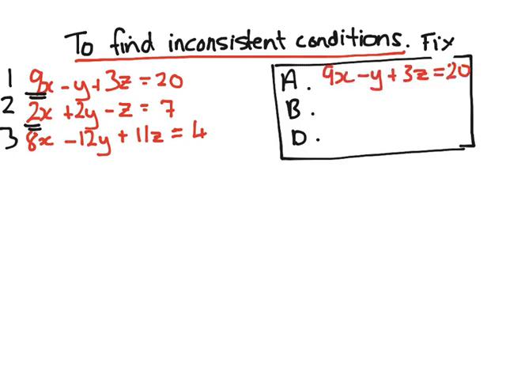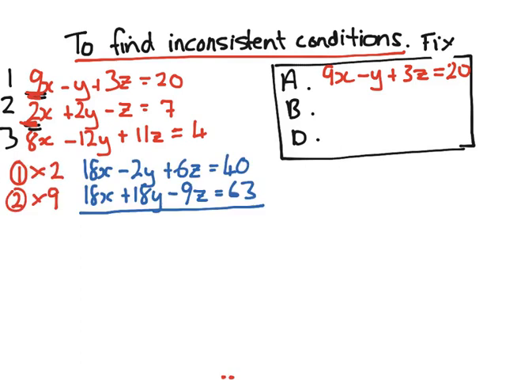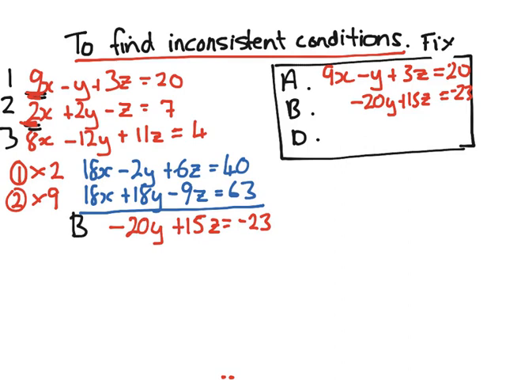To find equation B, we take equation 1 and multiply it by 2, and equation 2 and multiply it by 9. Subtract the second one from the first, and this will give us equation B. Write equation B in the fixed box, and then work out the next equation by combining equations 1 and 3.